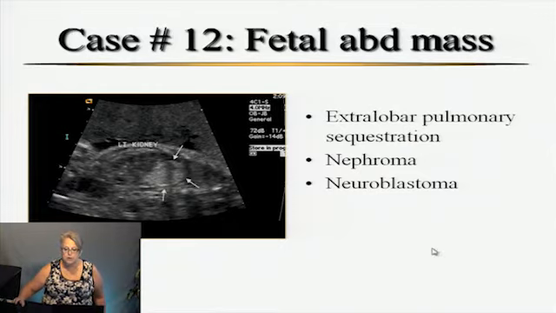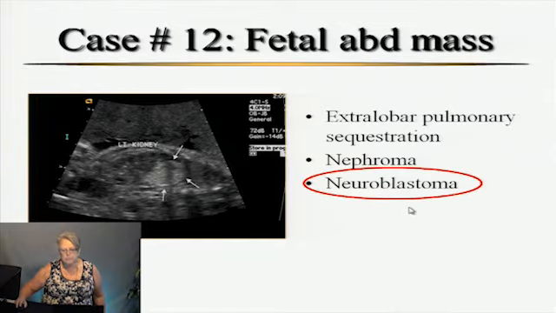So we put the color on there, and I didn't see anything coming directly off the aorta. So I don't think it's an extralobar pulmonary sequestration. Nephromas are not that common, but because of the size and the location of this, the most common thing it would be is going to be the neuroblastoma. Just remember, with the neuroblastoma, they're not always going to look echogenic like this. Sometimes they can look cystic in appearance, and sometimes they can be complex. So they're not always going to look like this.